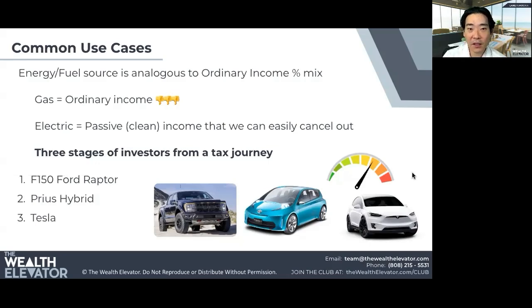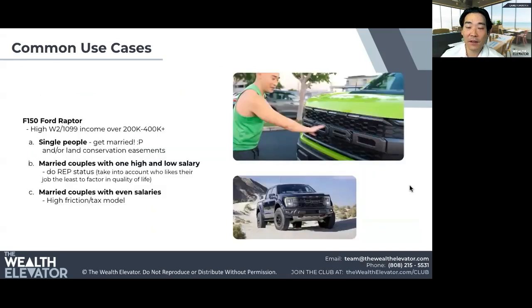Again, these are the three stages of investors, three stages of the journey from a tax standpoint. You're going from the gas guzzling truck to the hybrid mode and then into the full electric mode. But what's happening over time is you're slowly going from a mix of less traditional investments to more alternatives, because that is where you're getting more of the passive income from, as opposed to the ordinary income you get from your day job, but also stocks, bonds, mutual funds. That's what that stuff is going to get you.